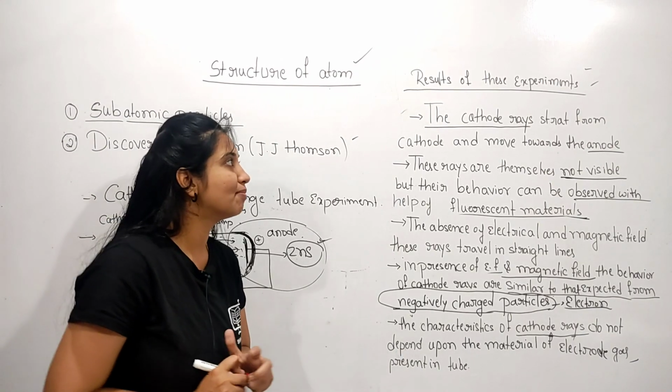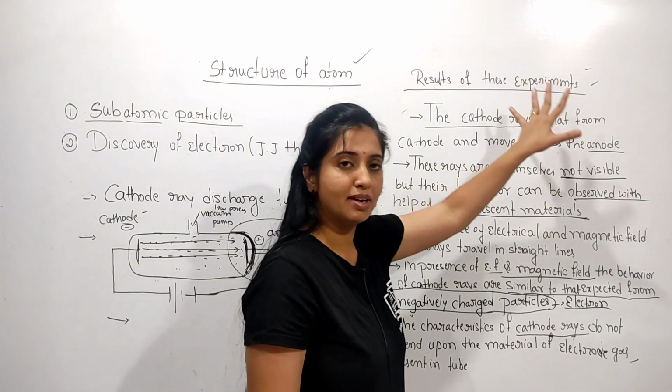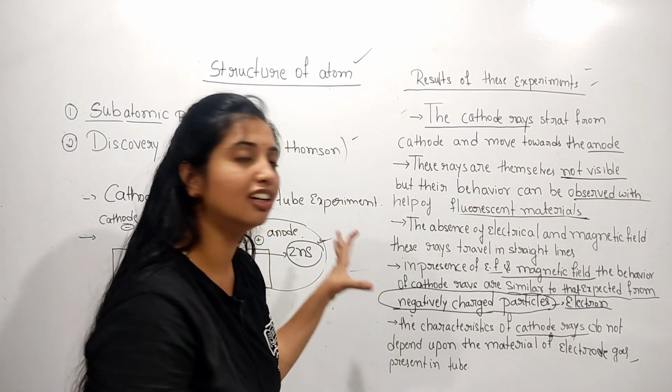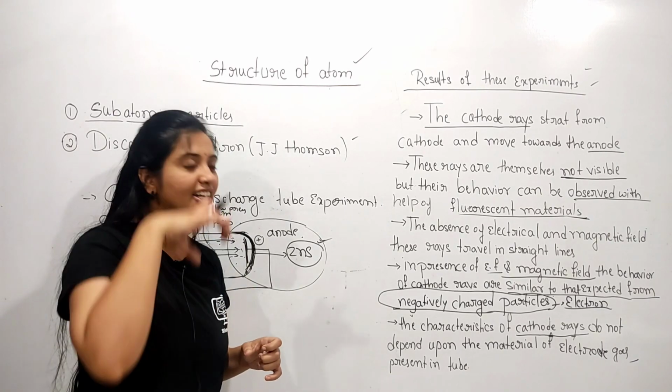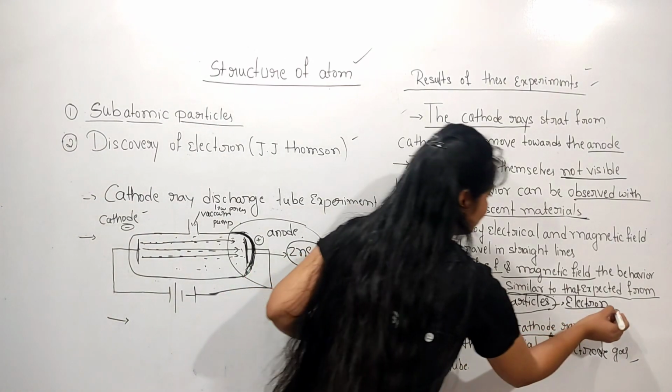So this is all about the results of this experiment. By these results we conclude that there is a negatively charged particle in the atom, and it is called an electron.